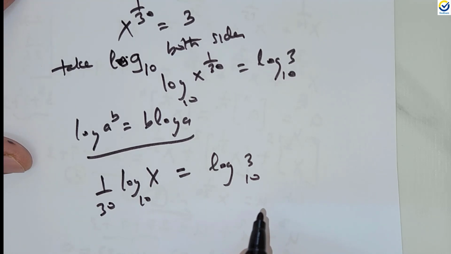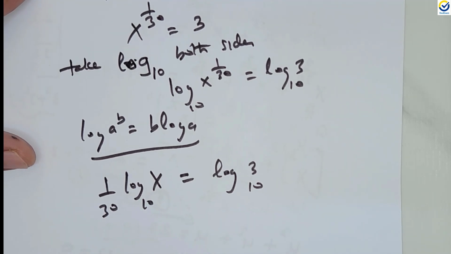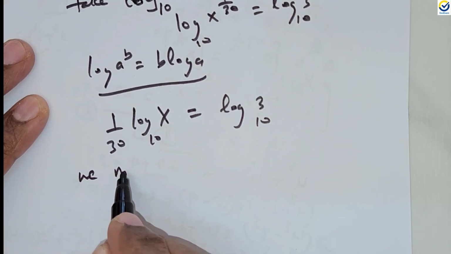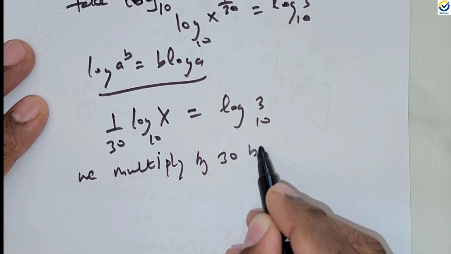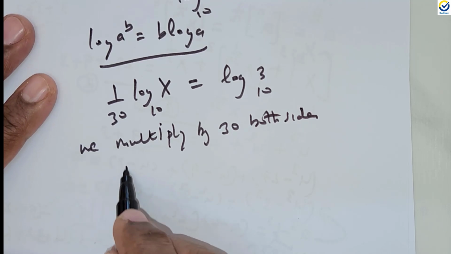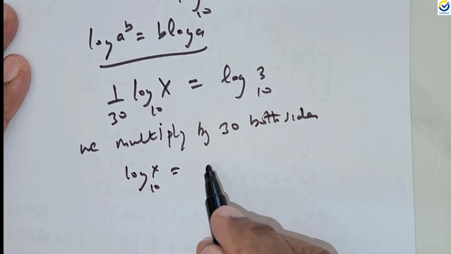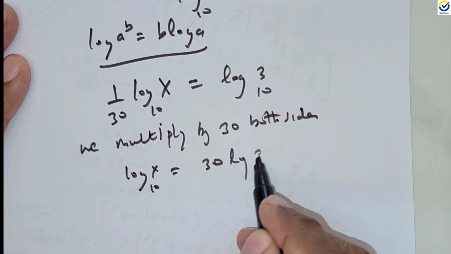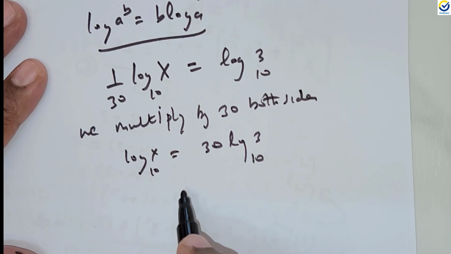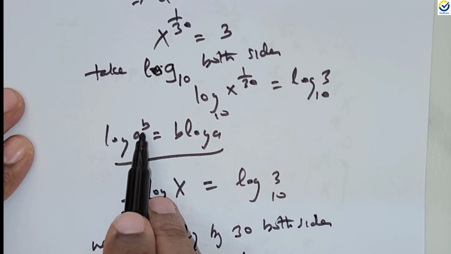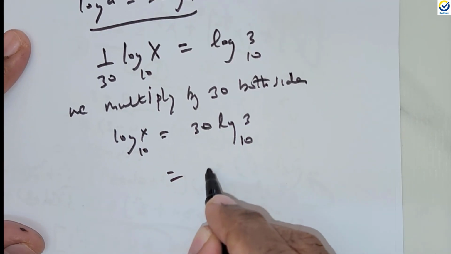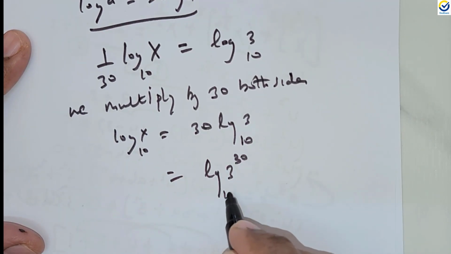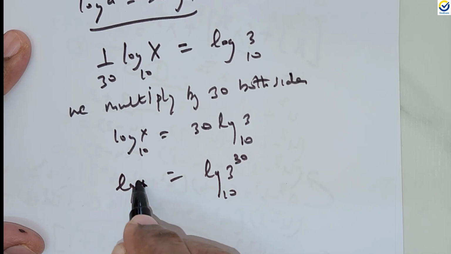Now I need to actually get the value for x. Okay. So what do we do? We multiply by 30 both sides. So this is going to give me log x to the base 10 is equal to 30 times log 3 to the base 10. Now as I mentioned to you, log a raised to the power of b is b times log a. Also b times log a can be rewritten like this. So this is going to be log 3 raised to the power of 30 base 10, and you have log x to the base 10.